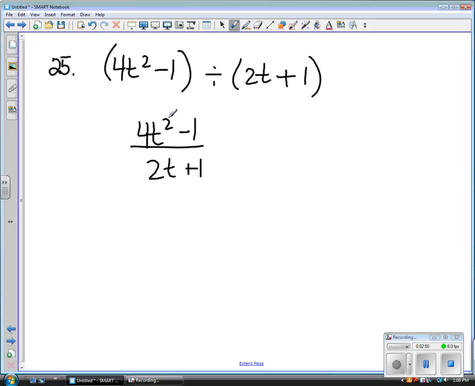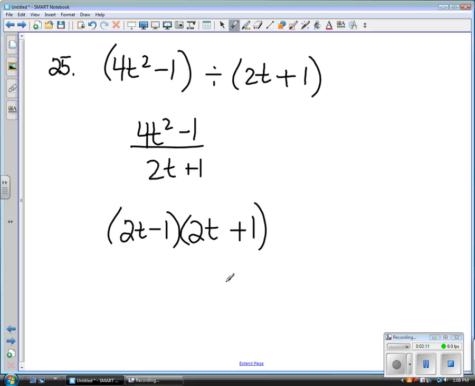Now, what you need to pay attention to is that this is a difference of squares. Is this first one a perfect square? Yes, because it's 2t times 2t, right? And is 1 a perfect square? Yes, 1 and 1. So I need to write this as 2t minus 1 and 2t plus 1.